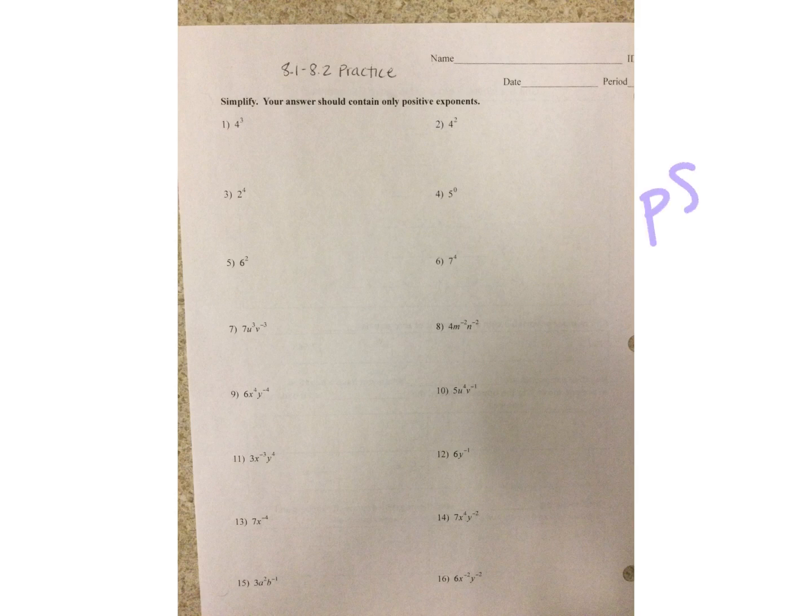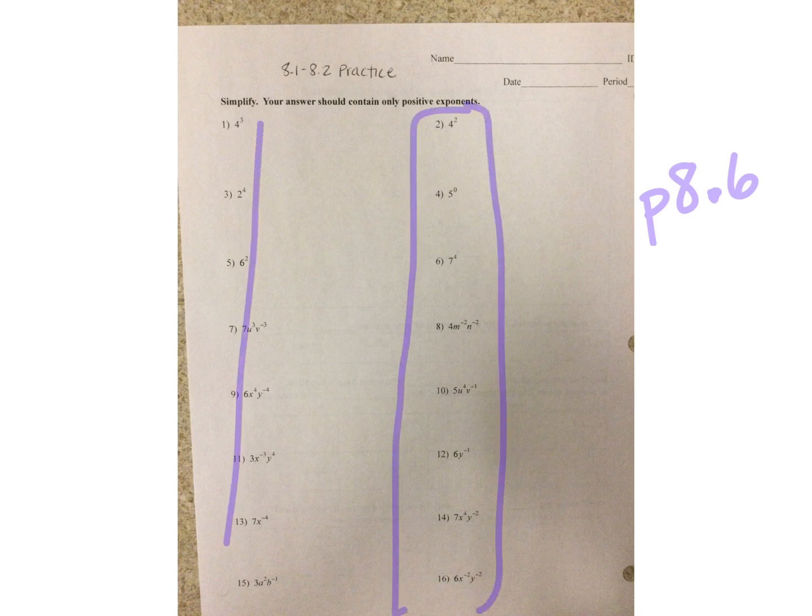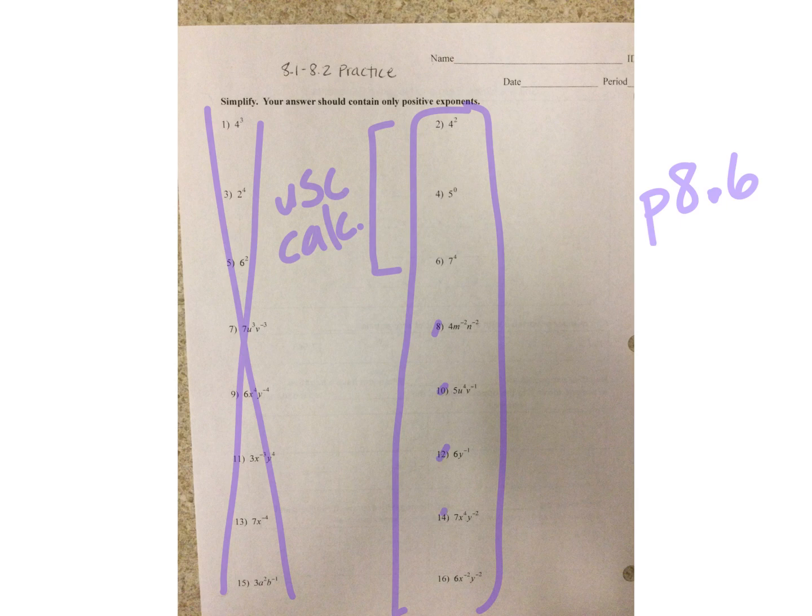This is page 8.6. I want you to do the even ones. Don't do the odd ones. Okay? These first 3, just use your calculator. 8, 10, 12, 14, and 16. Circle the part that's illegal and then move that to the bottom.